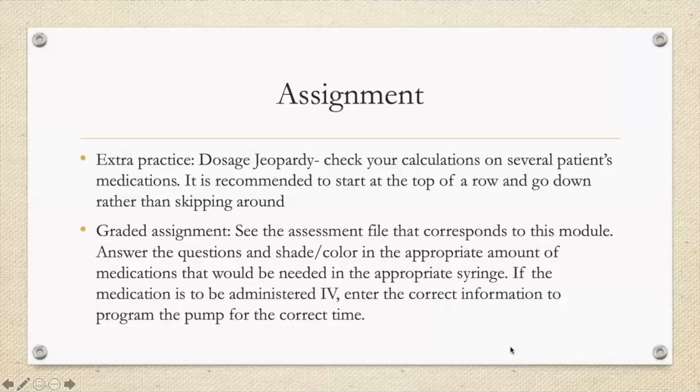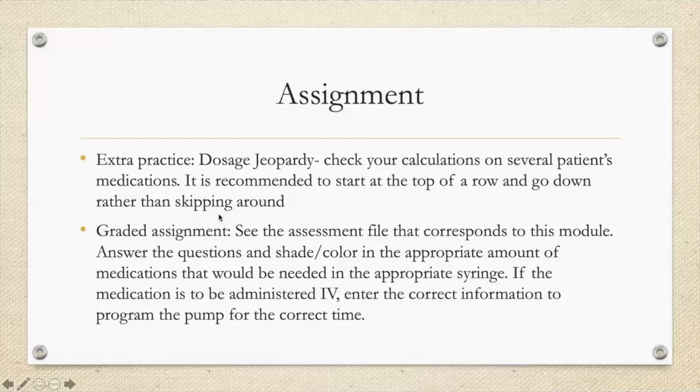So now it's your turn. I have included a dosage jeopardy so that you can check your calculations on several patients' medications. I recommend that you start at the top of a row, so don't just pick the 4th row for 400. Go ahead and start at the top and work your way down, because they kind of build upon each other within the patient category.